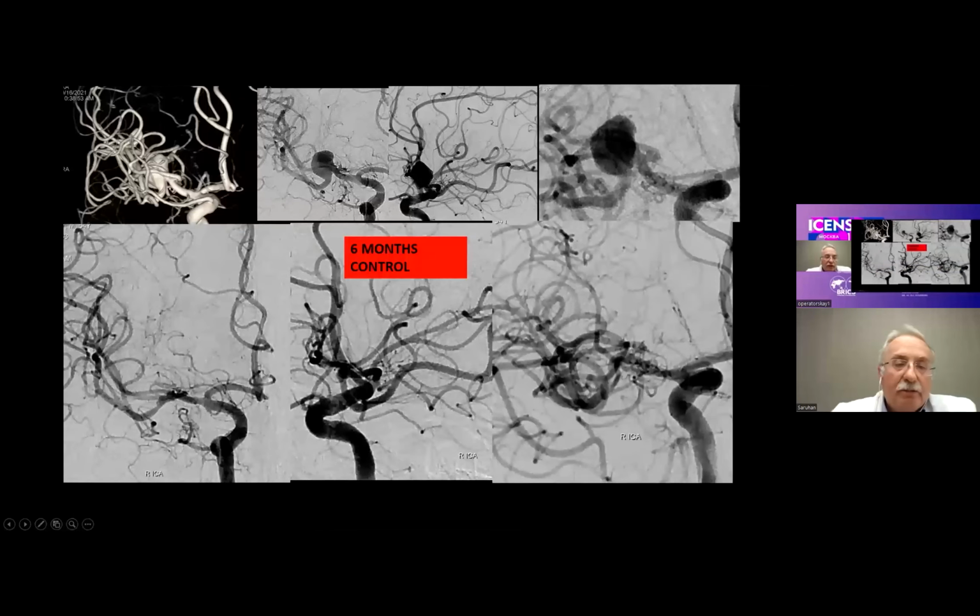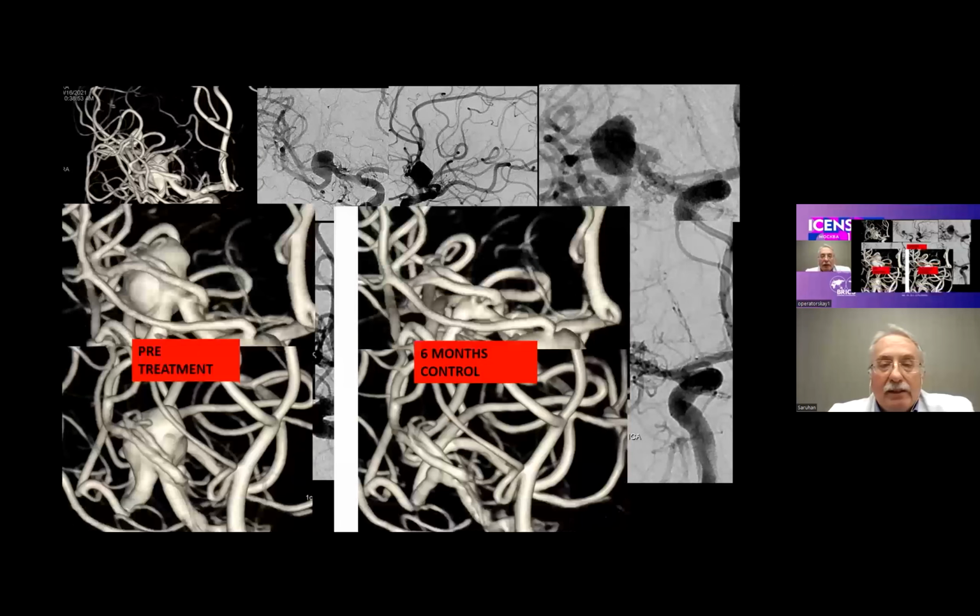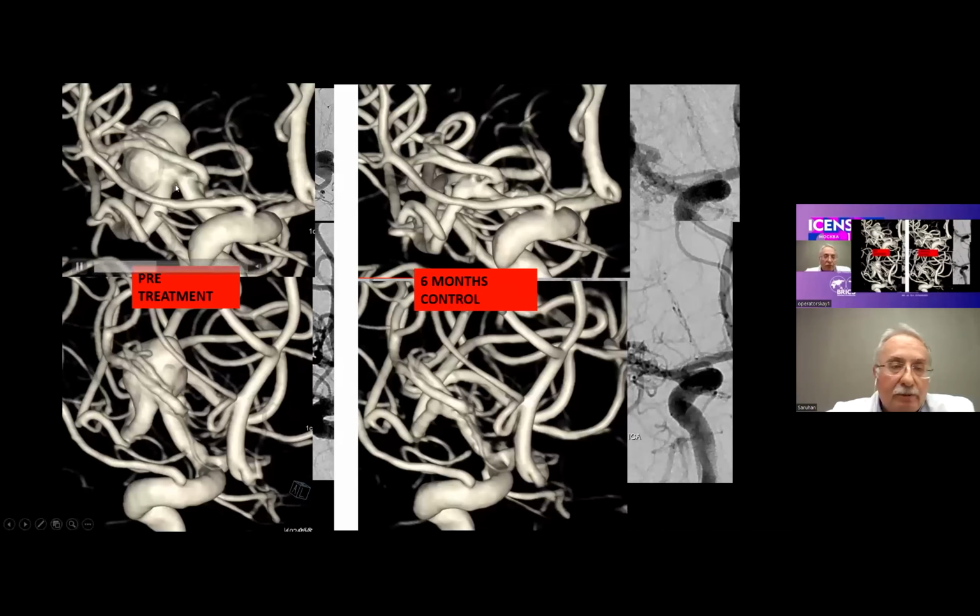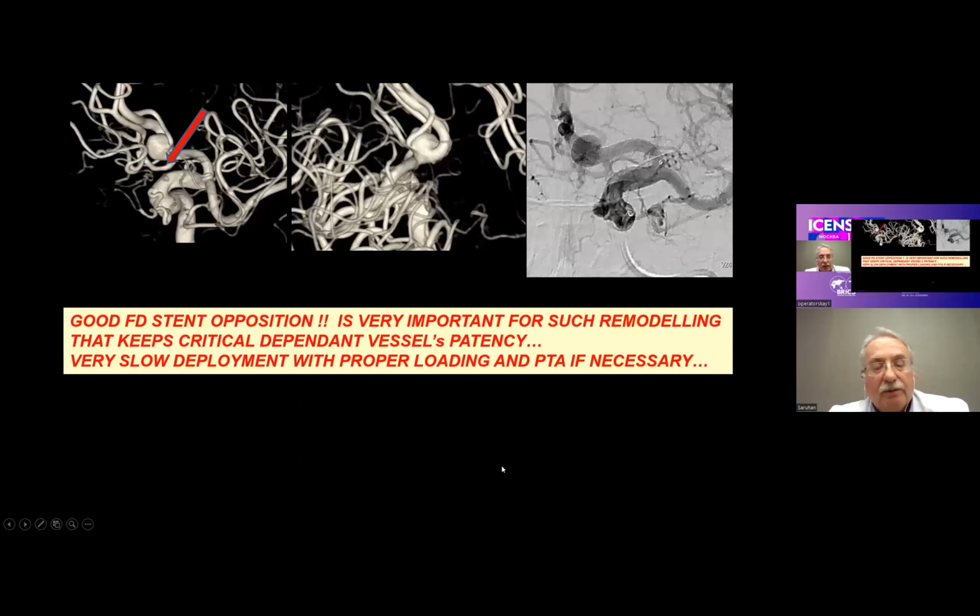And this is the 6 months follow-up. And this is, again, 6 months follow-up before and after. Here again, before operation 3D and the 6 months 3D, showing nice reverse remodeling of the aneurysm side.